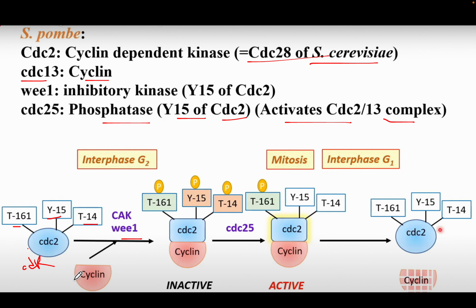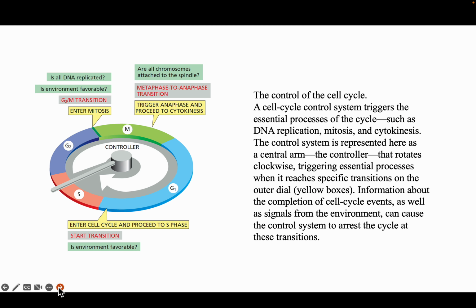So now we will go to the cell cycle checkpoints. You know, this is mitosis, or the mitotic cell division. Here we will be discussing the cell cycle checkpoints. A cell cycle control system triggers the essential processes of the cell cycle. So what are the essential processes of a cell cycle? DNA replication, mitosis and cytokinesis.